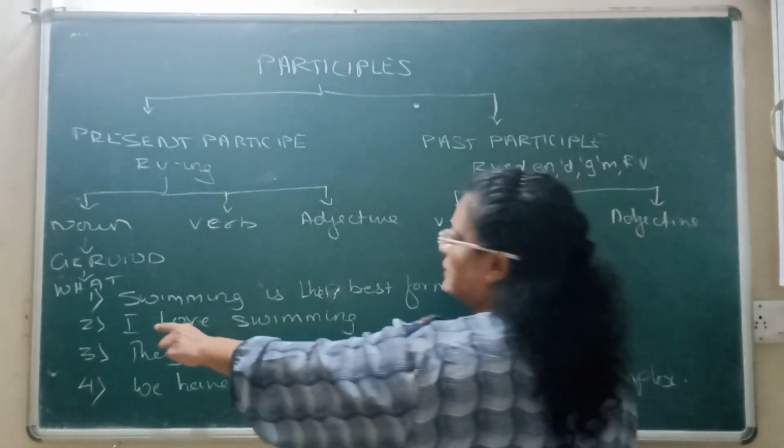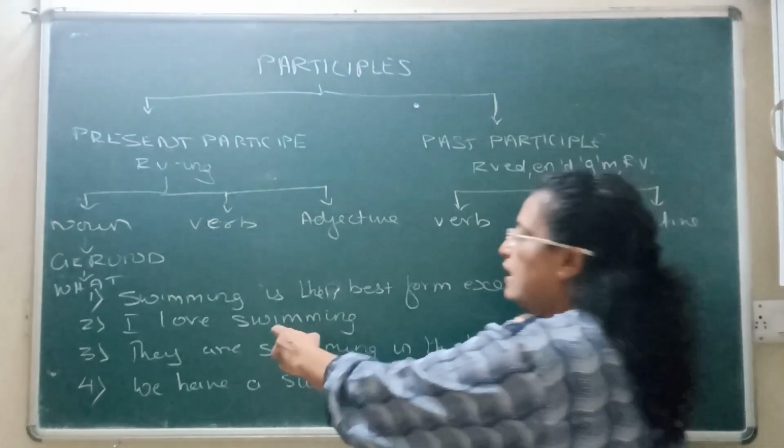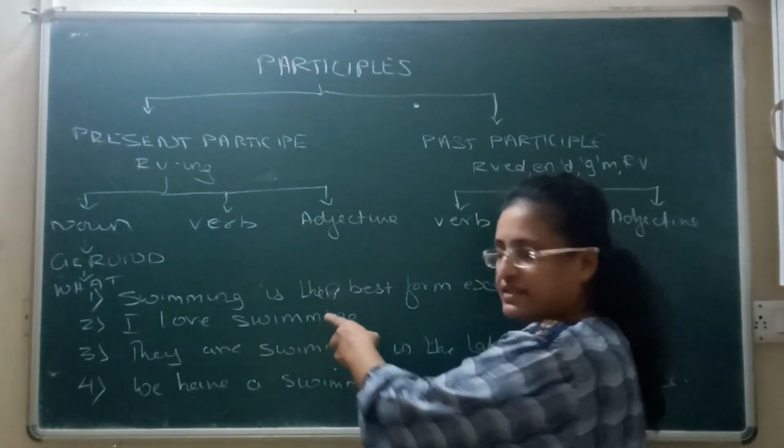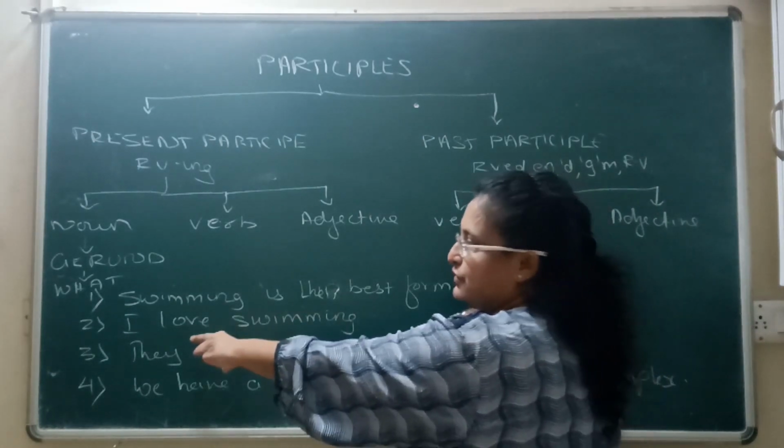See the next example. I love swimming. I love what? I love swimming. Here swimming is again taking the place of a noun, and it is in the place of object in this particular sentence.